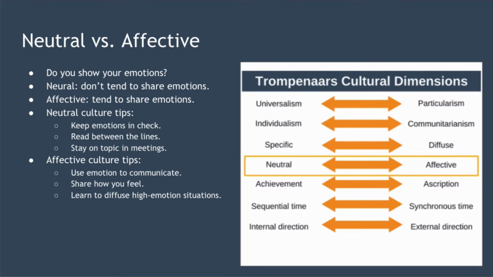So the fourth dimension is neutral versus affective. And this dimension can be simply summarized by asking, do you show your emotions? Now, in a neutral culture, people tend not to share their emotions. Emotions are, of course, felt by the individual, but they're kept in check and controlled. Observing these people, you would consider them cool and rational. Neutral cultures include Germany, the Netherlands, the UK.